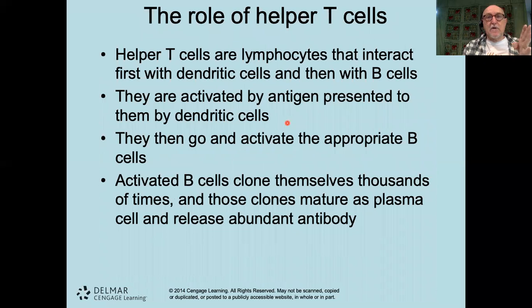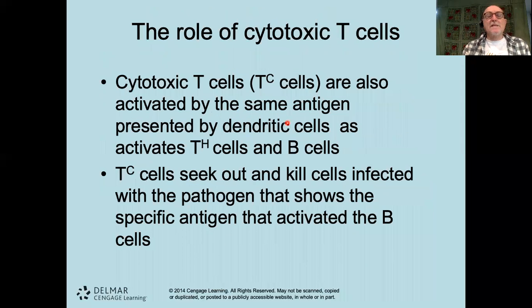So that's the role of the dendritic cells, T helper cells, and the B cells: to produce that antibody. But there's another arm to this adaptive system, and that is that there is this other group of cells which also interact with dendritic cells, and these are called cytotoxic T cells.